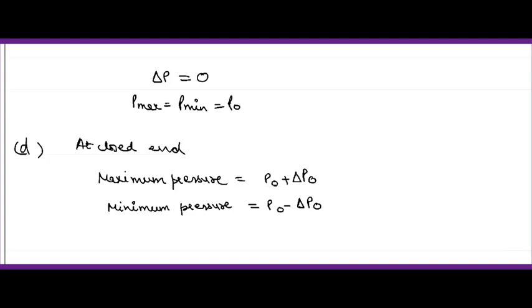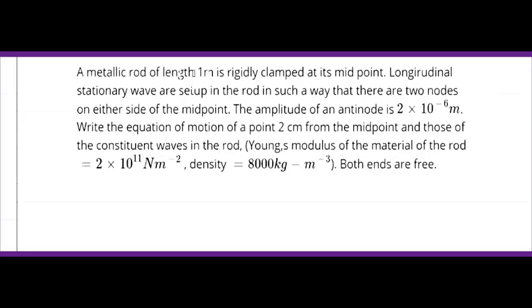Question is given: a metallic rod of length 1 meter is rigidly clamped at its midpoint. So longitudinal stationary waves are set up in the rod in such a way that there are two nodes on either side of the midpoint. So the amplitude of an antinode is 2 into 10 raised to power minus 6 meter, and write the equation of motion of a point 0.2 centimeter from the midpoint and those the constituent waves in the rod.